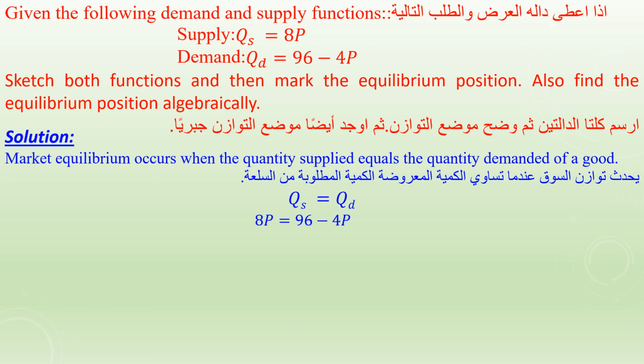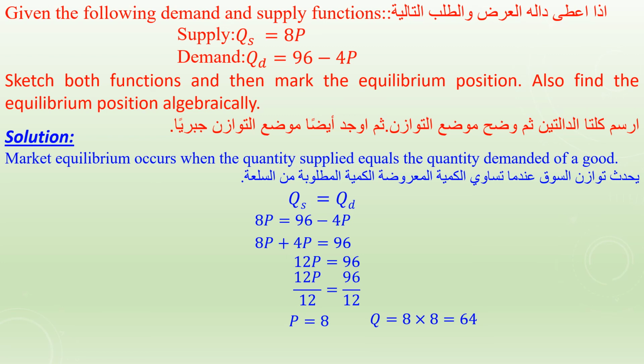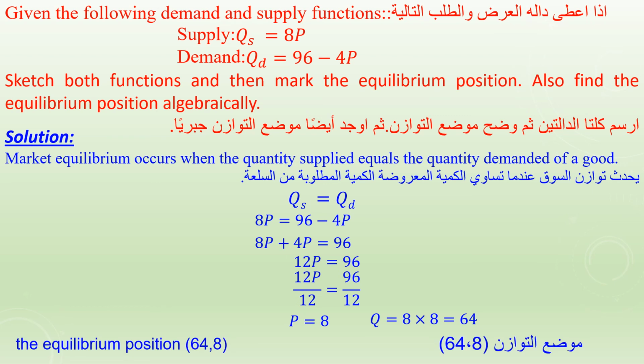Then I move negative 4B to the other side, where it becomes positive. Then I get 8B plus 4B equals 96. Then 8 plus 4 equals 12. I divide both sides by 12. Then B equals 8. Yes, I take B equal to 8 and substitute in the first equation of supply. Then QS equals 8 multiplied by 8 equals 64. Then the equilibrium point is 64 and 8. You must put Q before B, Q on the x-axis and B on the y-axis.